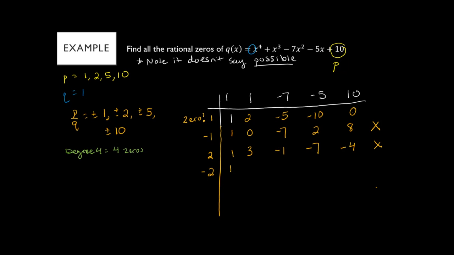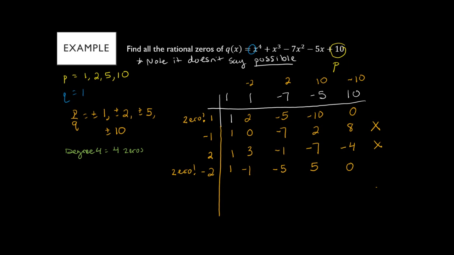So -2 times 1, that's -2. -2 plus 1 is -1. -2 times -1 is 2. 2 minus 7, -5. -2 times -5 is 10. 10 minus 5 is 5. -2 times 5 is -10 plus 10 is 0. So we found our second 0 here at -2.